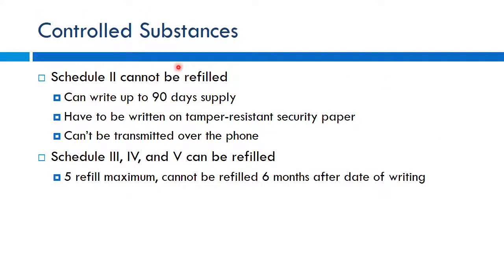So other kind of unique things, Schedule II substances cannot be refilled. So you cannot write for oxycodone, or in a lot of cases this comes up with ADHD medications. A lot of them are amphetamine based, which are Schedule II substances. And so you can write for potentially up to 90 days worth, because again, if you're prescribing for a young child, the mom doesn't want to have to come back to you to get a new prescription every single month, right?